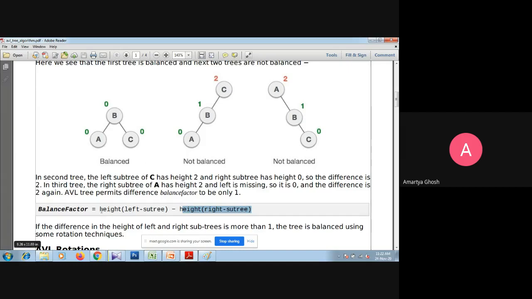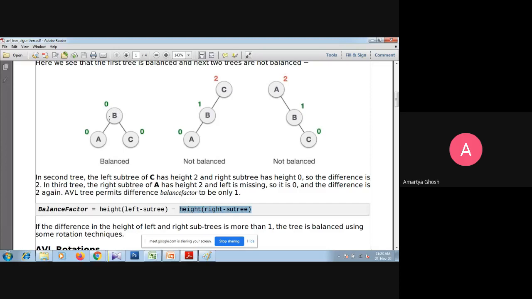That is height of left subtree minus height of right subtree. So this is for each and every node, not the root only. We have to calculate for each and every node of any tree. So lastly, understand what is the balance factor of A and balance factor of C.